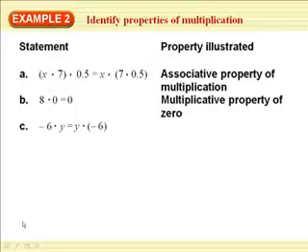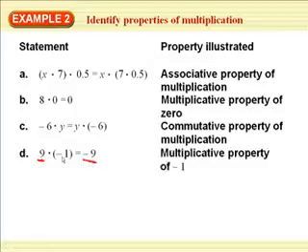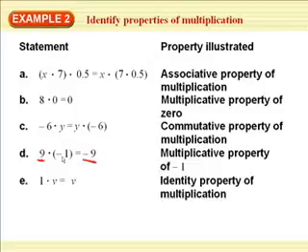-6 times y equals y times -6. This is the property of -1, which is telling you anytime you multiply a number times -1, the answer is its opposite. Check that out with 9. What's the opposite of 9? -9. So that's what that's telling us to do. This is the identity property. Any number times 1 is that number itself.